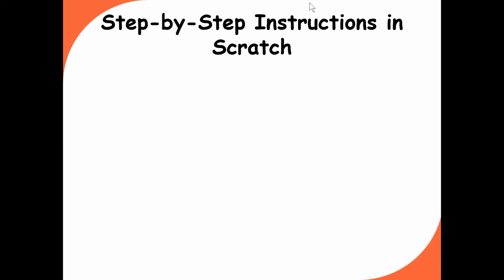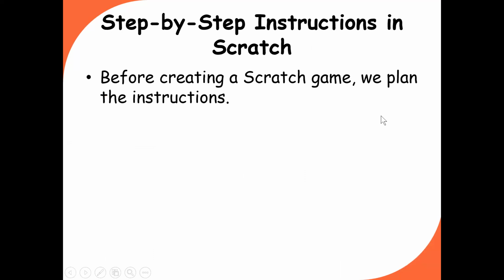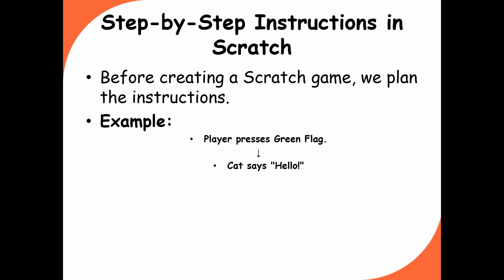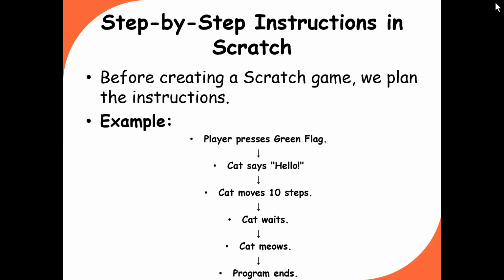So, step-by-step instruction in Scratch. Before creating a Scratch game, we plan the instructions. That is our algorithm. The example is: player presses green flag. I am the player. I have a game already developed in Scratch. So when I press the green flag, what happens? The program starts. Then cat says hello. Then cat moves 10 steps. Cat waits. Cat meows. Program ends. This is our algorithm.